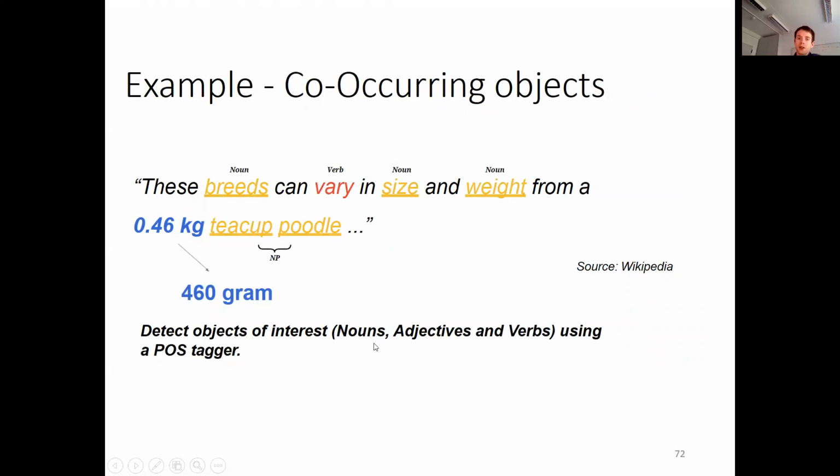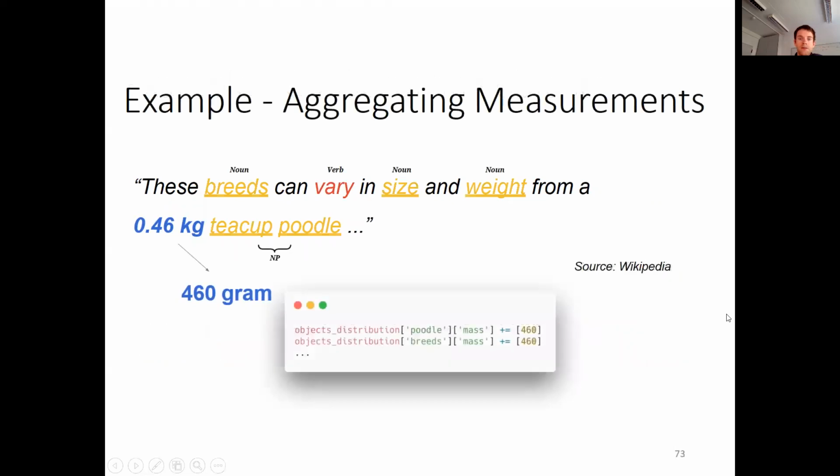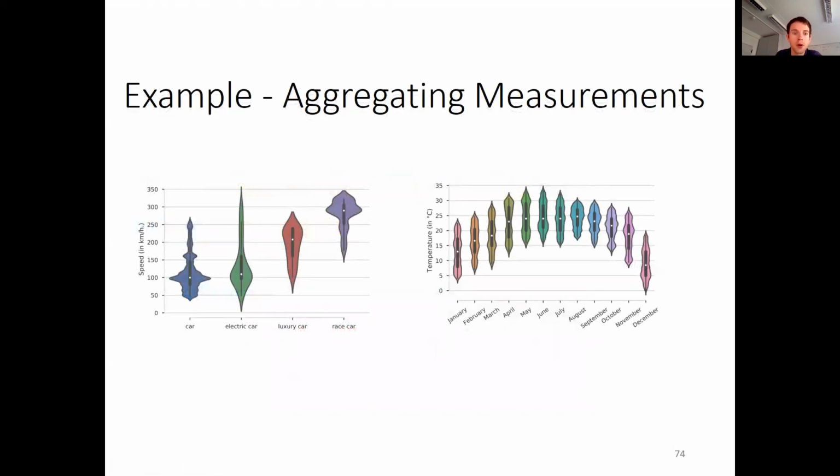Then objects of interest, in particular nouns, adjectives, and verbs are detected, so breeds, size, weight, teacup poodle as a noun phrase. And then, disregarding the very general terms like size and weight, we can say that for breeds, for the quantity mass, we've observed 460 grams, and for poodles, for the quantity type mass, we have observed 460 grams. This way we can create a huge dictionary of observations for each noun, and we can plot the distribution.